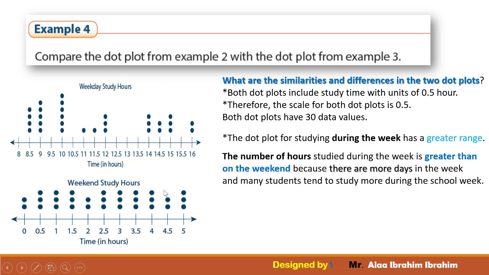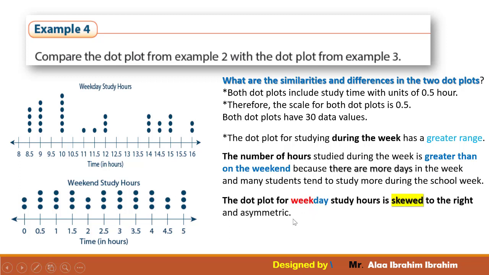So if you look here, the number is a little bit different, because 1, 2, 3, 4, 5, 6, 7, 8, 9, 10. If you look here, 1, 2, 3, 4, 5, 6, 7, 8, 9, 10, 11 days. So different days. So this means that they are greater than on the weekend. Now we're going to another thing.